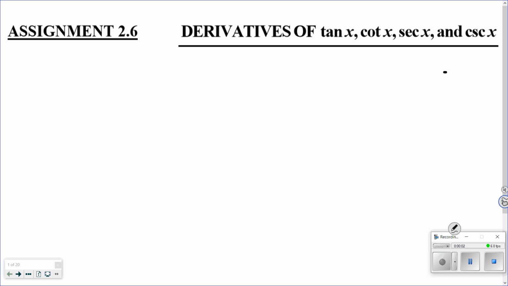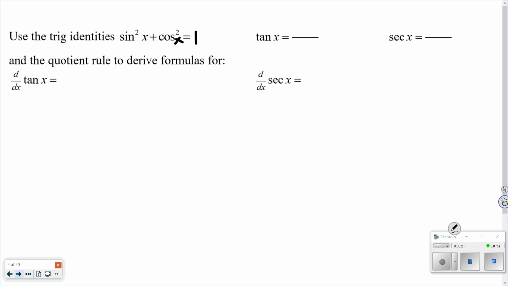In Chapter 2, we've talked about derivatives a lot. We've gone through a bunch of rules for finding derivatives of certain functions, including sine and cosine. What we're going to do today in section 2.6 is find the derivative of tangent, cotangent, secant, and cosecant. To help us with that, we're just going to do a quick reminder on a couple of trig identities.